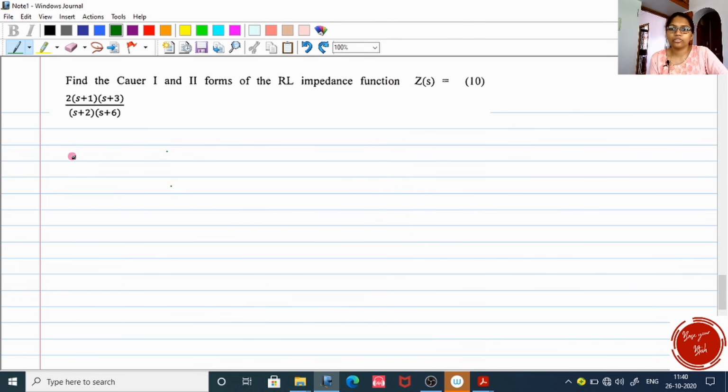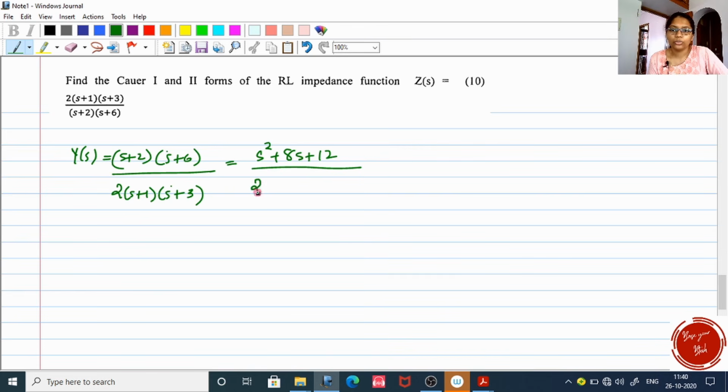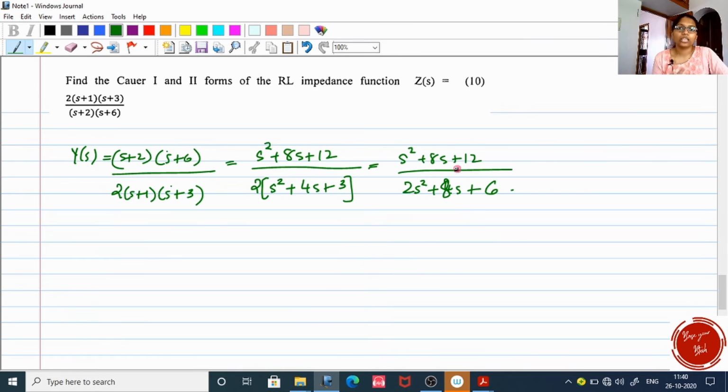Okay, let's do Cauer 1 with y of s division. So this is your z of s. Let's take y of s there: (s plus 2)(s plus 6) divided by 2(s plus 1)(s plus 3). Expand it: s square plus 8s plus 12 divided by 2 into s square plus 4s plus 3. Again take 2 inside: 2s square plus 8s plus 6. Okay. Now make sure that the powers are arranged in descending order. Yes, it's in descending order, 2, 1, 0, right? So let's start dividing.